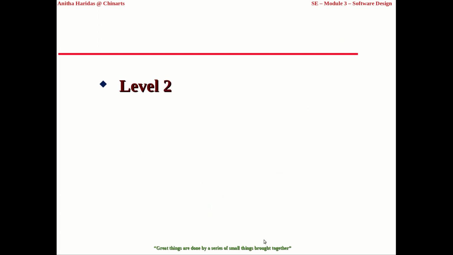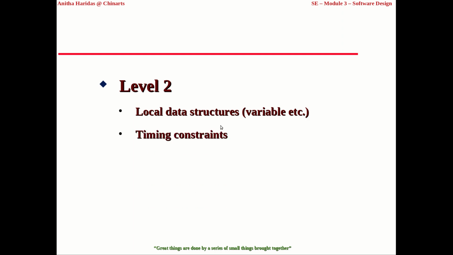Then in level 2, interestingly, we go for all the local data structures. All the variables and data structures used inside that particular function will be mentioned here. All your temporary variables, local variables, everything will be specified. And if you have any timing constraints for that particular function, like this function can be executed only at this particular time or only in this particular period.